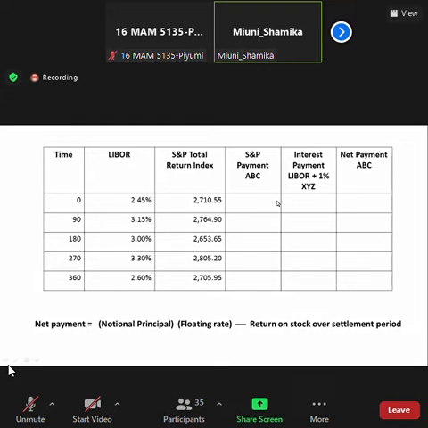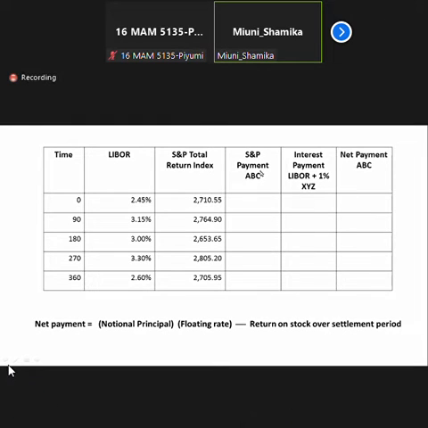So can you calculate the S&P payment of ABC and interest payment of XYZ in each of these periods? So this is the date of origination. 0 is the date of origination, first payment, second, third, fourth. So take 5 minutes and do the calculations and send me the net payment of ABC.